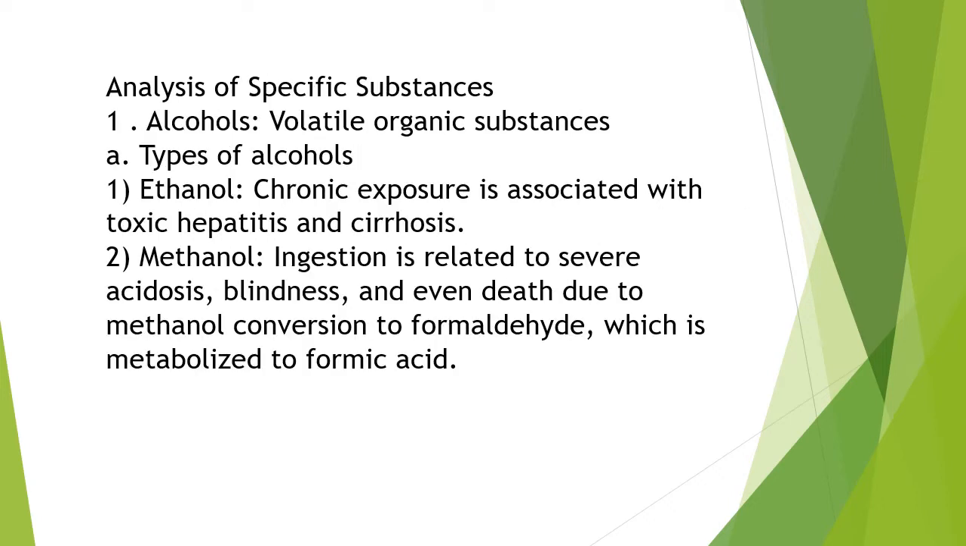Let us talk about specific poisonous substances. The first one on the list is alcohols. They are organic volatile substances with a general formula ROH. Though there are many types of alcohols, the first one is ethanol, and this is the most commonly abused substance. This is found in alcoholic beverages like beer and wine, and chronic exposure to the substance can lead to toxic hepatitis and cirrhosis. Number two, methanol.